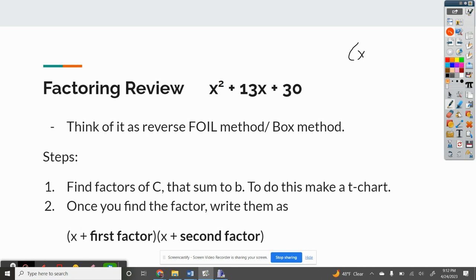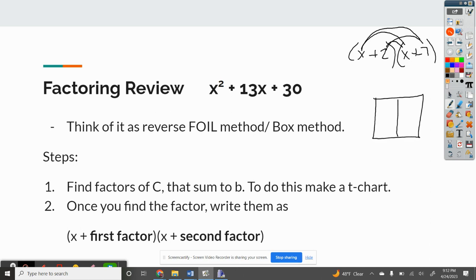So box method or FOIL would be where you have two polynomials multiplied together. So here's x plus 2 times x plus 7. The FOIL method, or double distributive property you might know it as, would be where you take x times x and then x times 7, write them out, and then do 2 times x and 2 times 7, and then combine all your like terms.